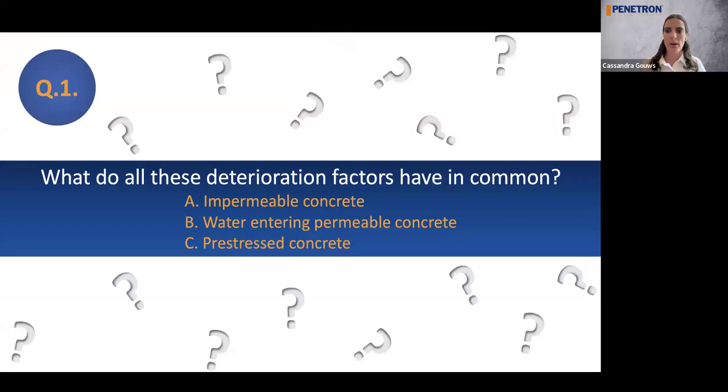So that brings me to my first poll question, Kayla, is what do all of these deterioration factors have in common? Is it A, impermeable concrete, B, water entering permeable concrete, or is it C, pre-stressed concrete?